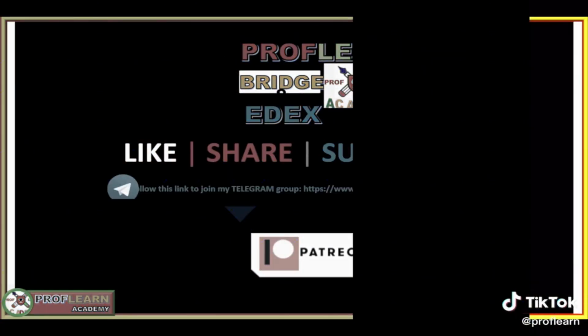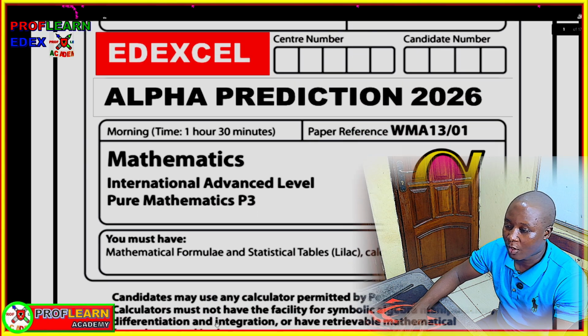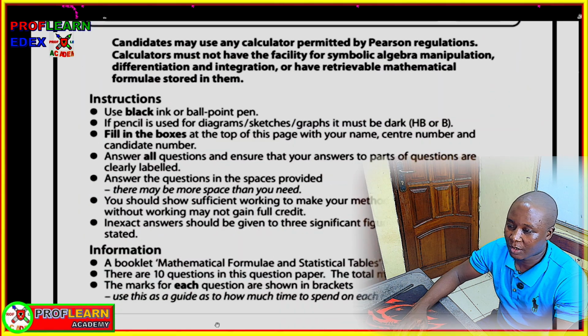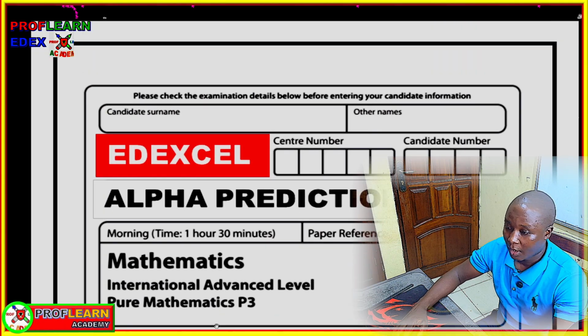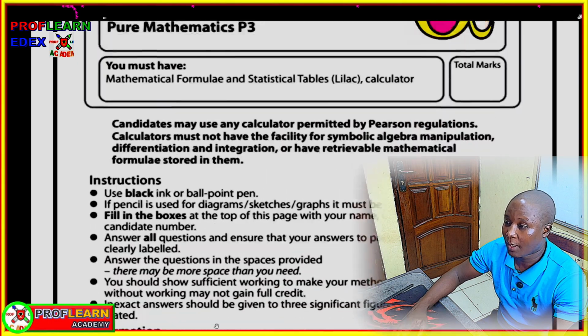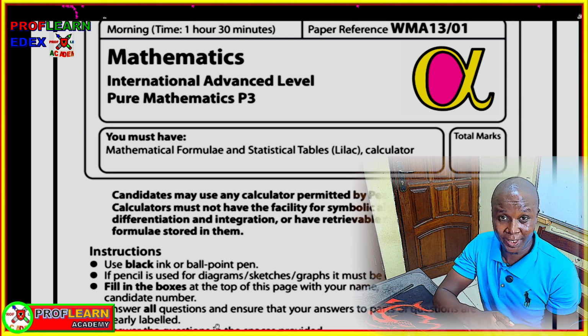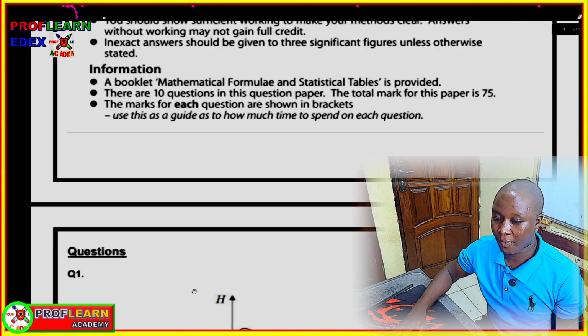Now, to get started, to see what are the main topics that you really ought to understand, I need to remind you that in P3, you are going to sit for 75 marks, and this paper is going to take you 1 hour 30 minutes. So this is a prediction and a concept paper of the areas that you should not forget looking at as far as the IAL Edexcel pure math is concerned.